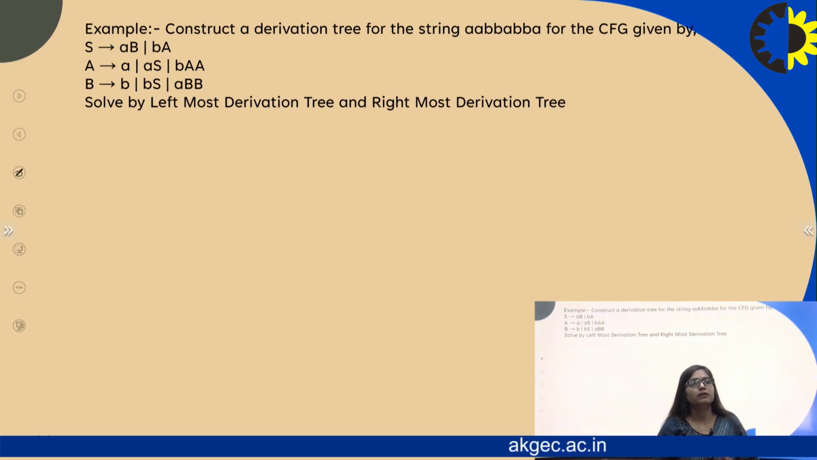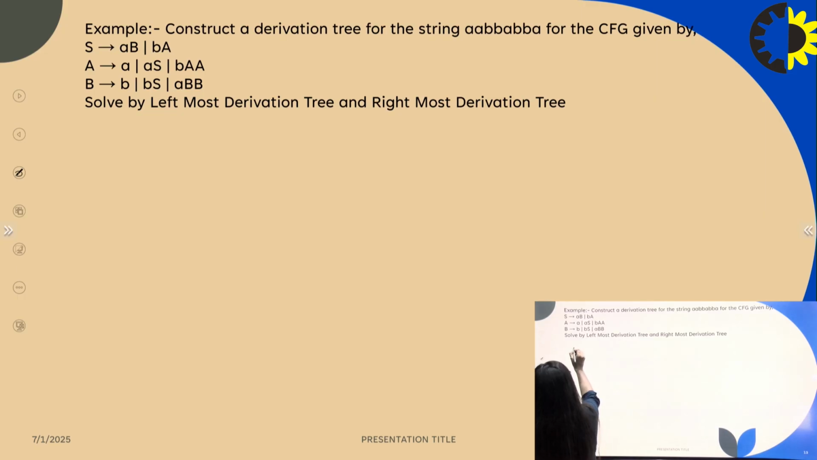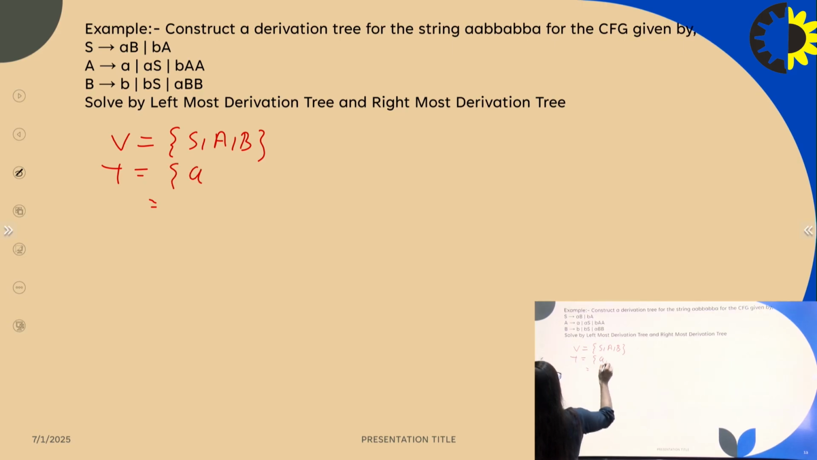This is an example of a grammar constructor derivation tree for the string abbabba for the context free grammar given by S produce... How many variables are in this grammar? There are 3 variables in this grammar. How many terminals are in this grammar? Small a, small b. How many productions in this grammar?